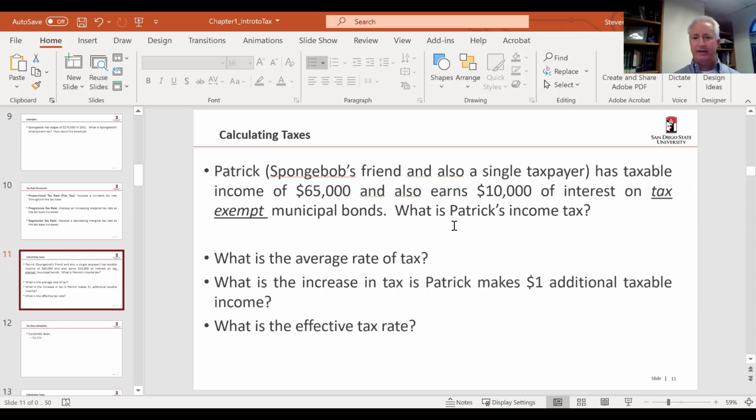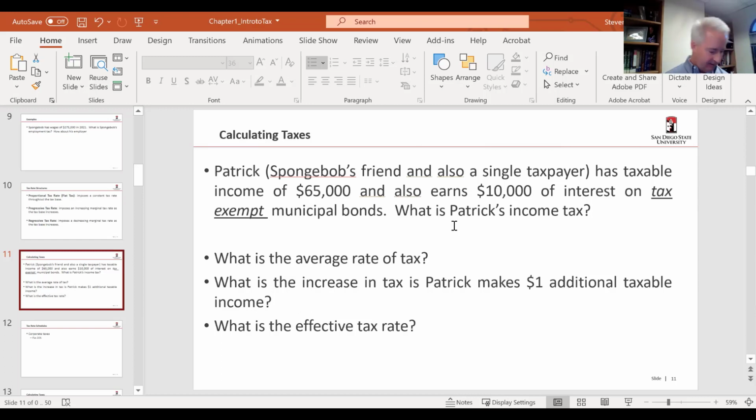Okay, so now let's do one more example. We've got Patrick, who's also a single taxpayer. Taxable income is $65,000, plus $10,000 of interest from tax-exempt municipal bonds. What I want you to do is calculate these first two items. First, what is Patrick's income tax, which is really straightforward, I think. And then let's calculate his average rate of tax. Let's do those two things right away.